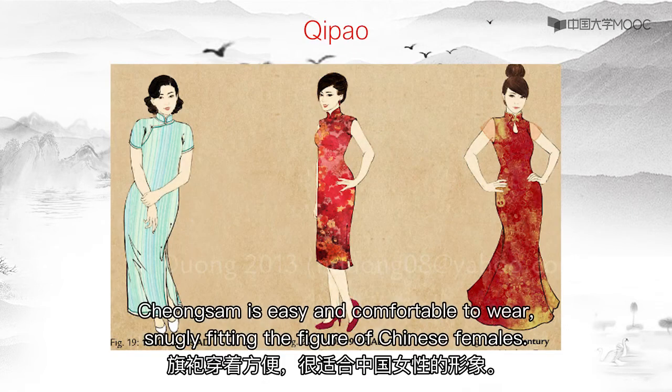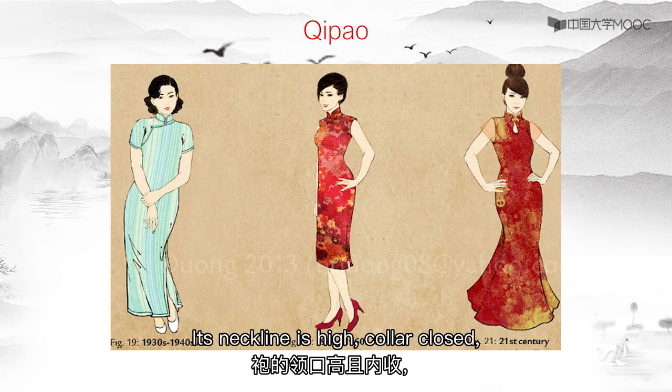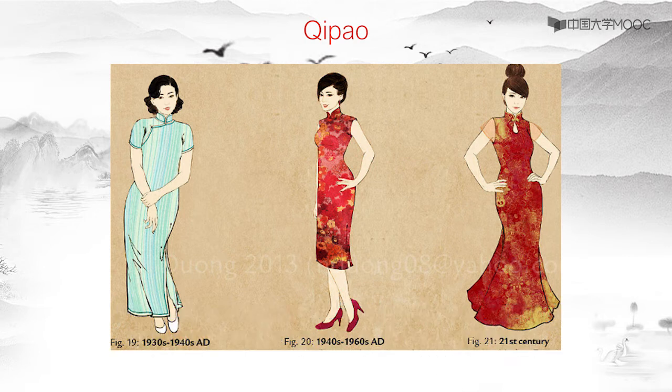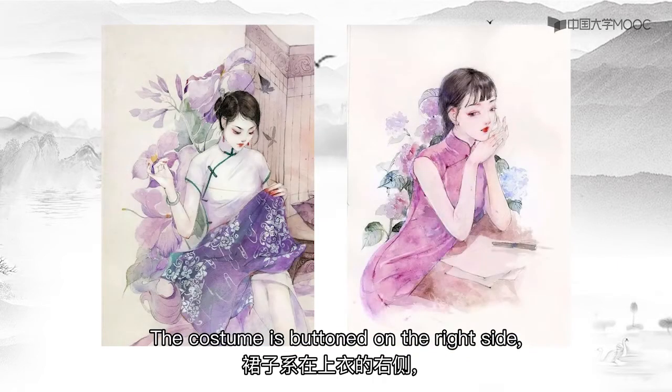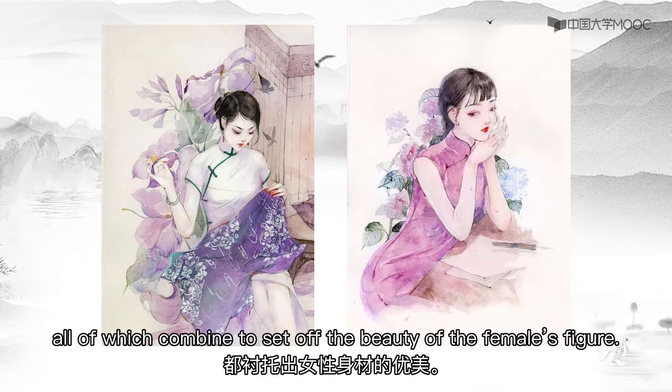Cheongsam is easy and comfortable to wear, snugly fitting the figure of Chinese females. Its neckline is high, collar closed, and its sleeves may be of short, medium, or full length, depending on the season or the wearer's taste. The costume is buttoned on the right side with a loose bodice, a fitted waist, and side slits to the hem, all of which combine to set off the beauty of the female's figure.